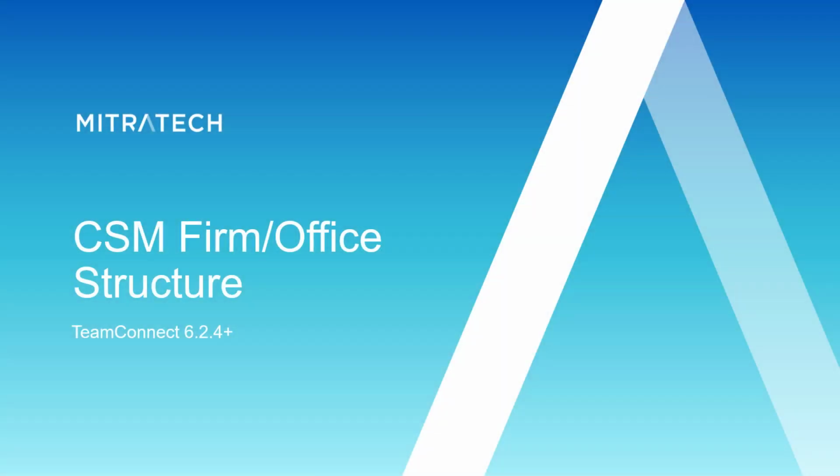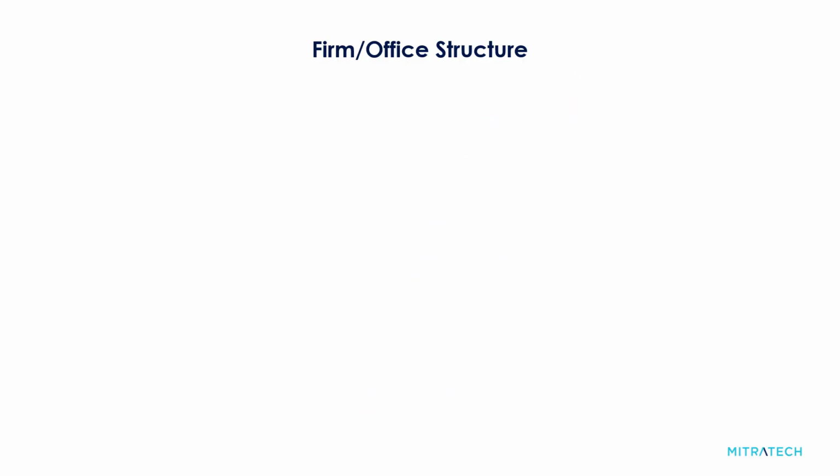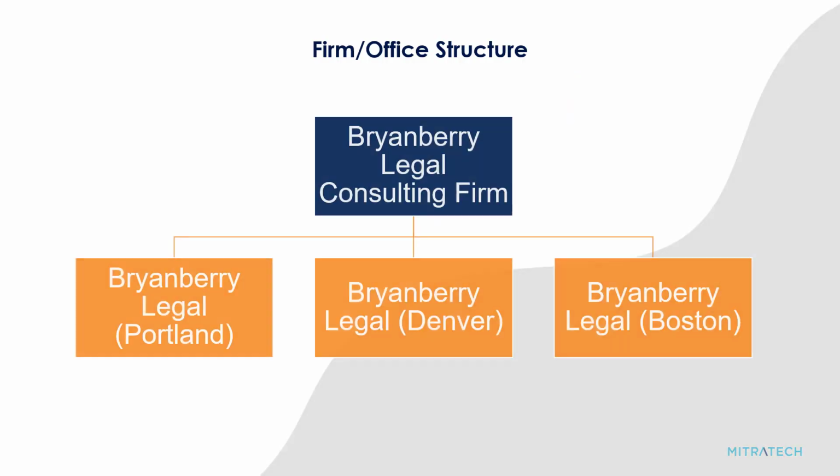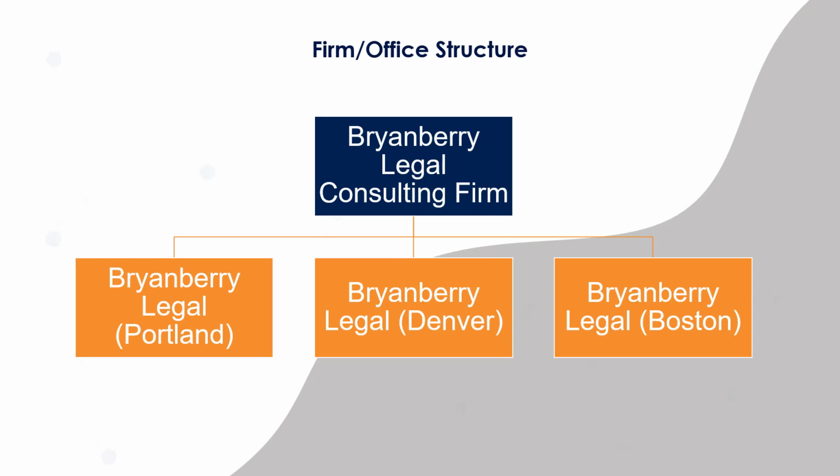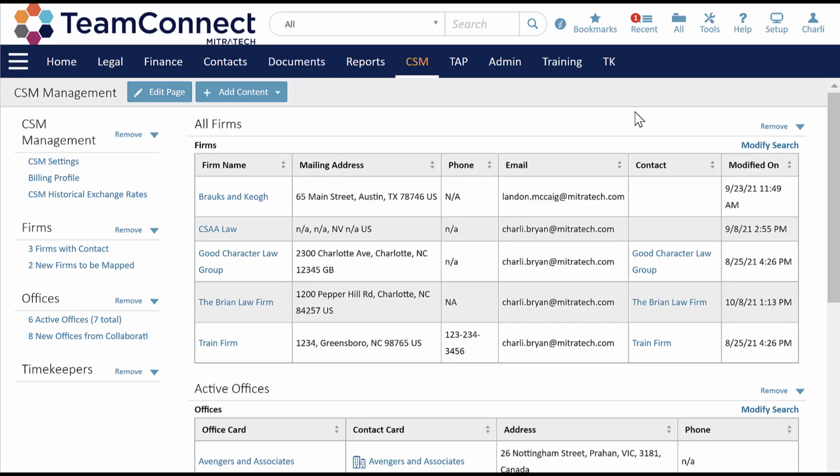TeamConnect 6.2.4 is accompanied by CSM 6.2.4. The biggest change with this version comes from the Collaborati side. From 6.2.4 onward, all vendors now follow a firm office structure, where every office belongs to a firm. Even single office entities will still have a firm and an office, likely with the same name. These changes bring some really great benefits for our vendors that are using Collaborati, and they also have some implications for us as TeamConnect administrators.